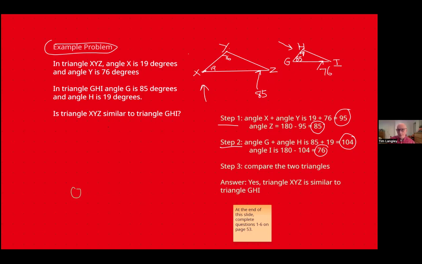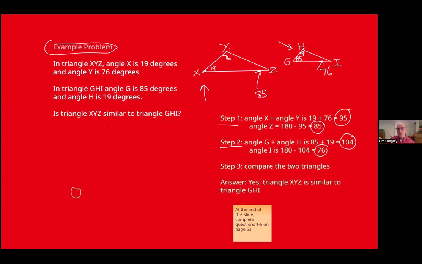Let's take a look at it. XYZ here at the top has a 19, a 76, and an 85. GHI has a 19, a 76, and an 85. Bingo. That proves that these two are similar.